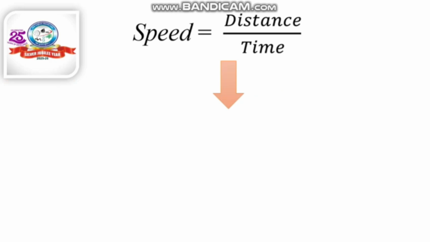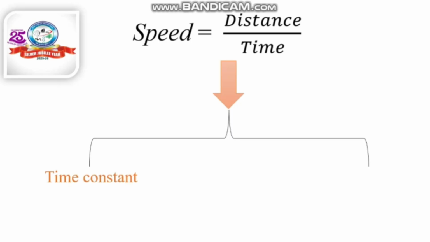First, we will discuss that speed is equal to distance divided by time. We have to know that formula. With the help of that formula, two cases arise.